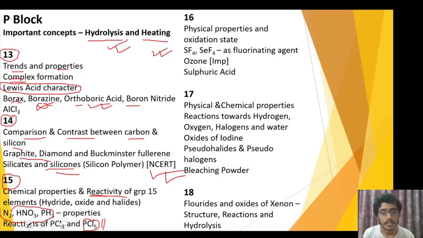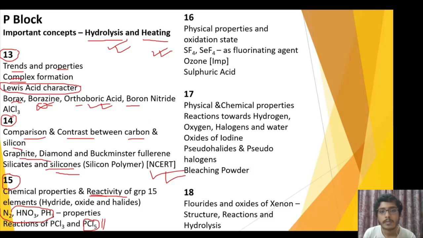Even PCl3 is important. So for group 15, the trends and properties, these three compounds, N2, HNO3 and phosphine, and the reactions of PCl3 and PCl5 are important. You must also know about the oxidation state of phosphorus in each of these.